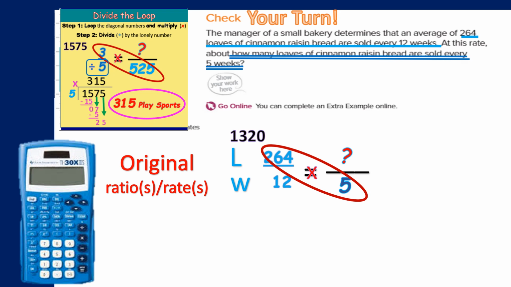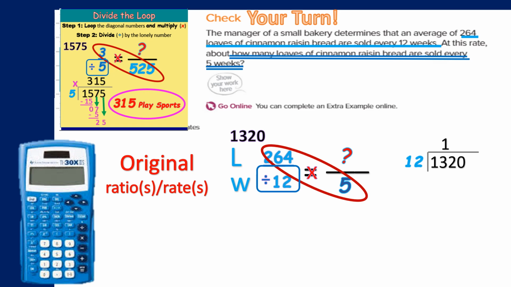You could use your handy dandy calculator if you'd like. You're more than welcome to. But I multiply 264 by 5. That'd be 1,320. Now we divide by the lonely number. So 1,320 divided by 12. Will 12 go into 1? No. Will 12 go into 13? Yes. So whatever answer I get goes above the 3 now.